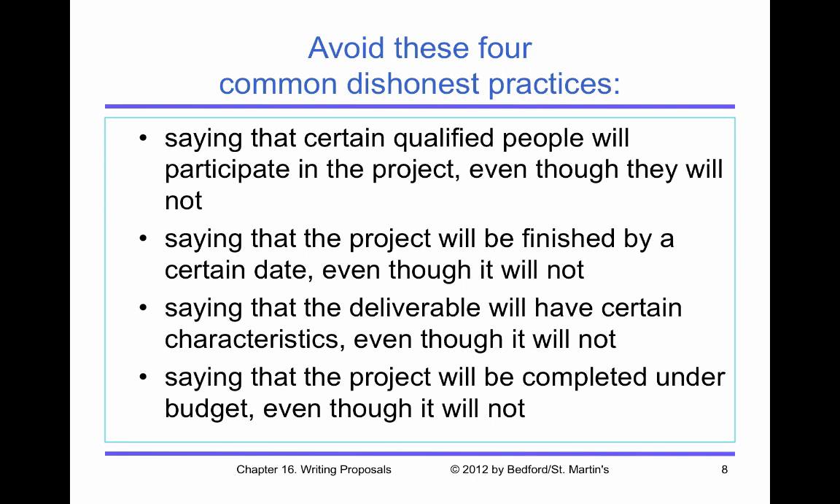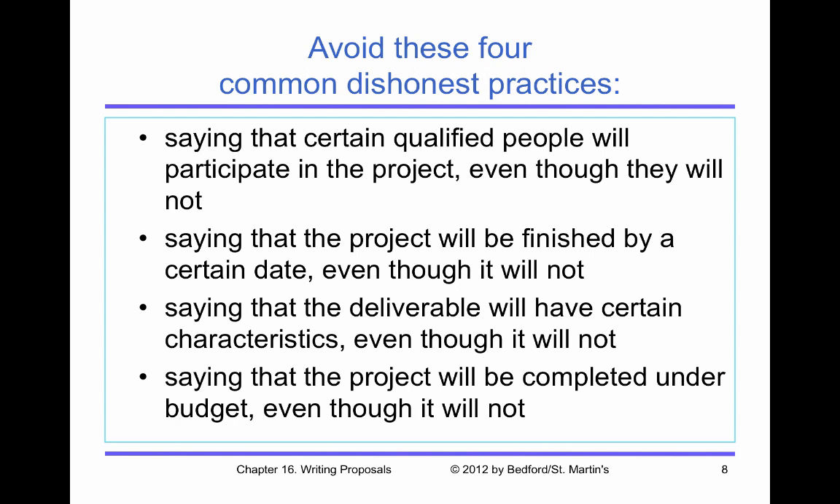Here's an ethics slide about common dishonest practices. The first one is saying that certain qualified people will participate in the project even though they will not. If I said that some expert on Westchester University's campus was going to help with this project because they're a big name, they're recognized, and I'm using that in order to get funded, but I know full well that they're on sabbatical, they're going to be out of town, they're not going to be available, I've misled someone in this proposal.